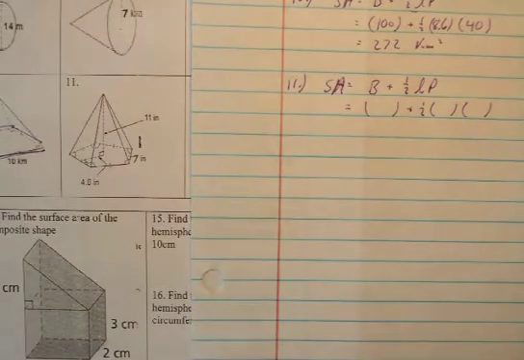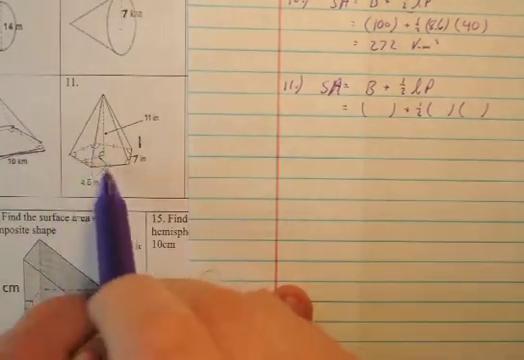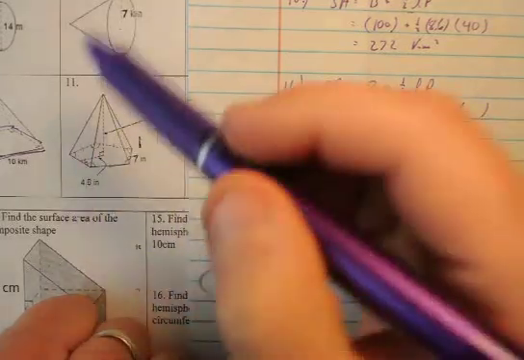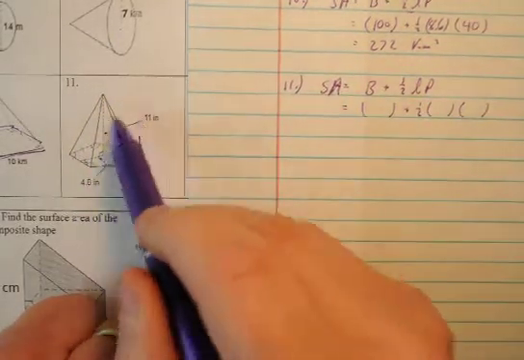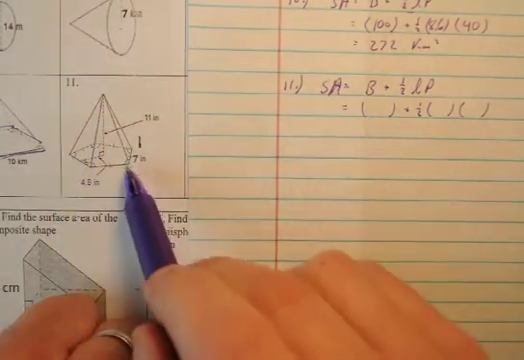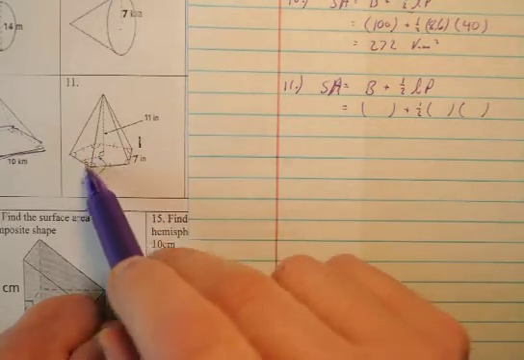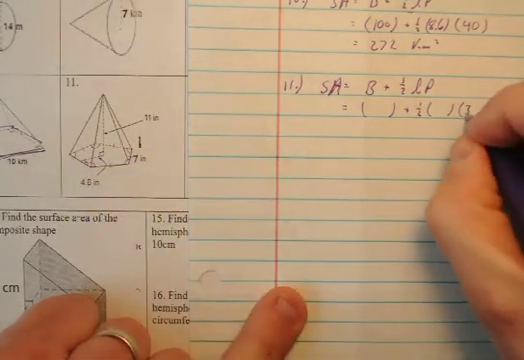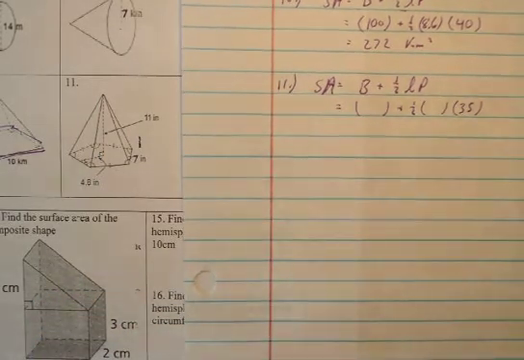Alright, is any of this easy to plug into? Do we know what the area of the pentagon is? No. Do we know what the slant height is? No. The height is 11, but the slant height is unknown. Do we know what the perimeter is? Yes. 7, 7, 7, 7, 7. So 7 times 5 is 35. So we know something. Do we know anything else? No, we don't really know anything else.